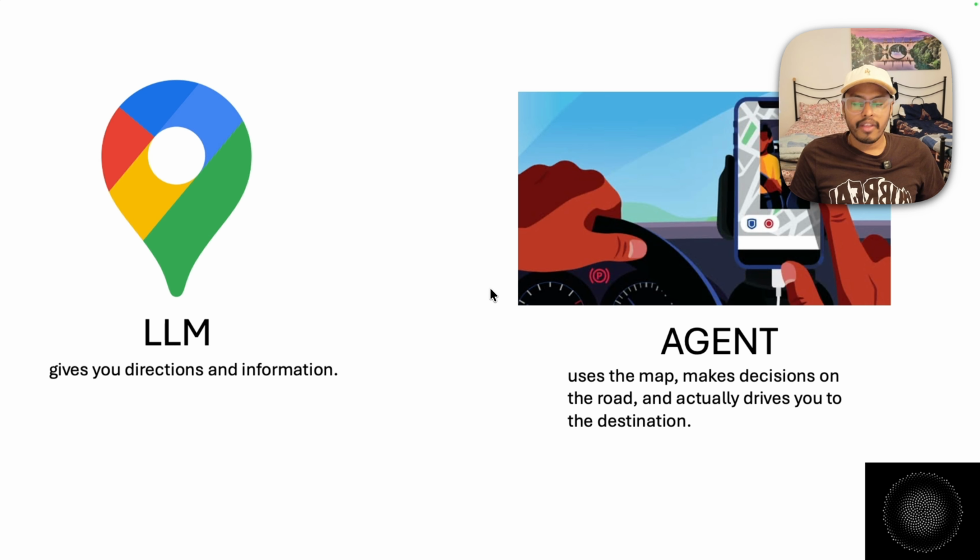Another example: an LLM is like Google Maps, let's say. It gives you the direction, and also the information about the direction or the location or whatsoever. But an agent is a system that uses this Google Maps and makes decisions based on the information it gets from Google Maps, and can also drive you to your destination. So that's essentially the difference between an agent and an LLM, right?